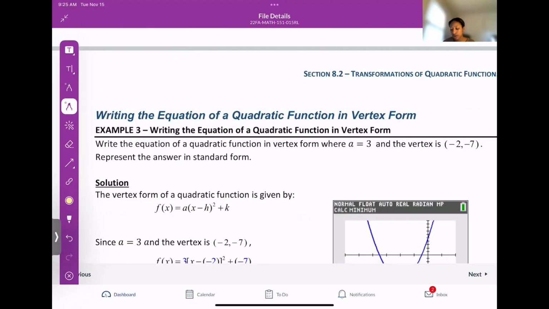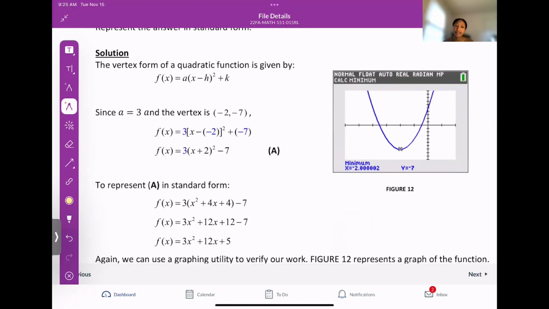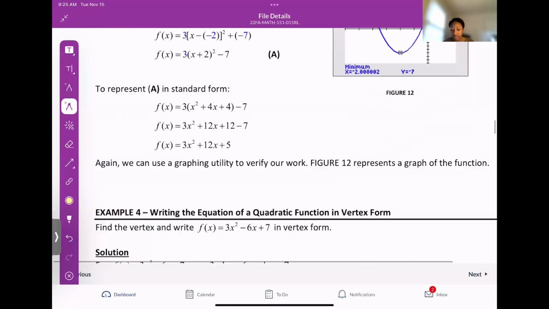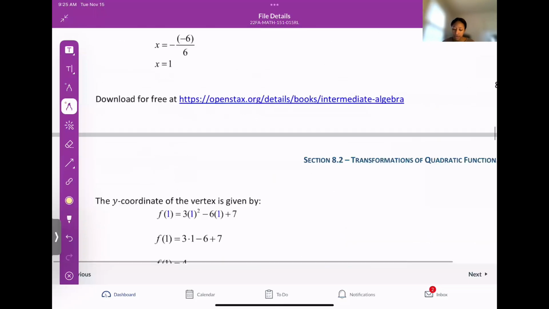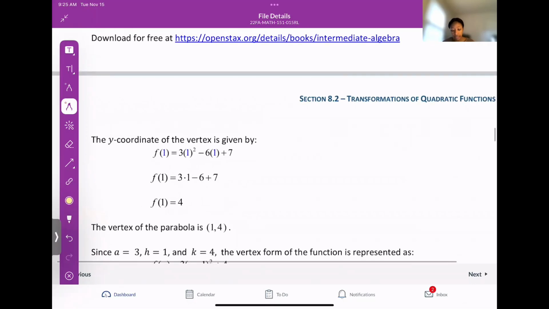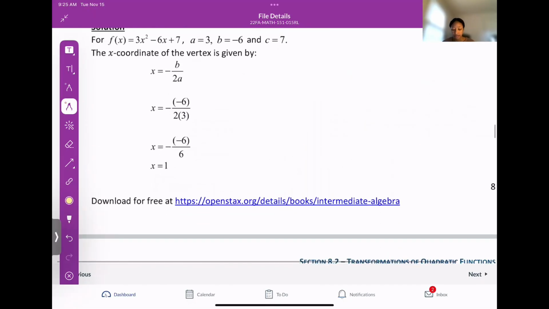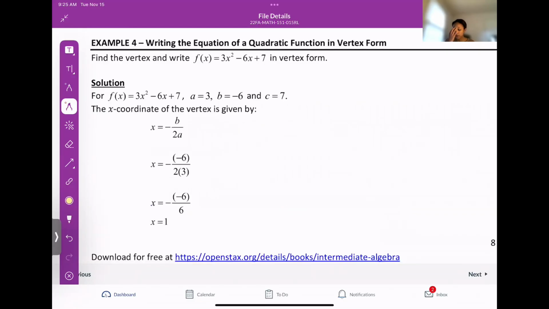Okay, so writing the equation of a quadratic function in vertex form. If we're given the vertex and we're given a, that should be pretty easy. We just plug those things in. If we are not given the vertex and given a, we can find the vertex by using negative b over 2a. That's what's happening here in example 4.